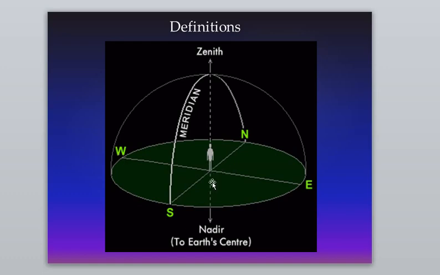The other point that's marked on this diagram is the nadir. So the nadir is the point directly below the observer, and of course that would pass through the Earth's centre off to a point at infinity directly below the observer.